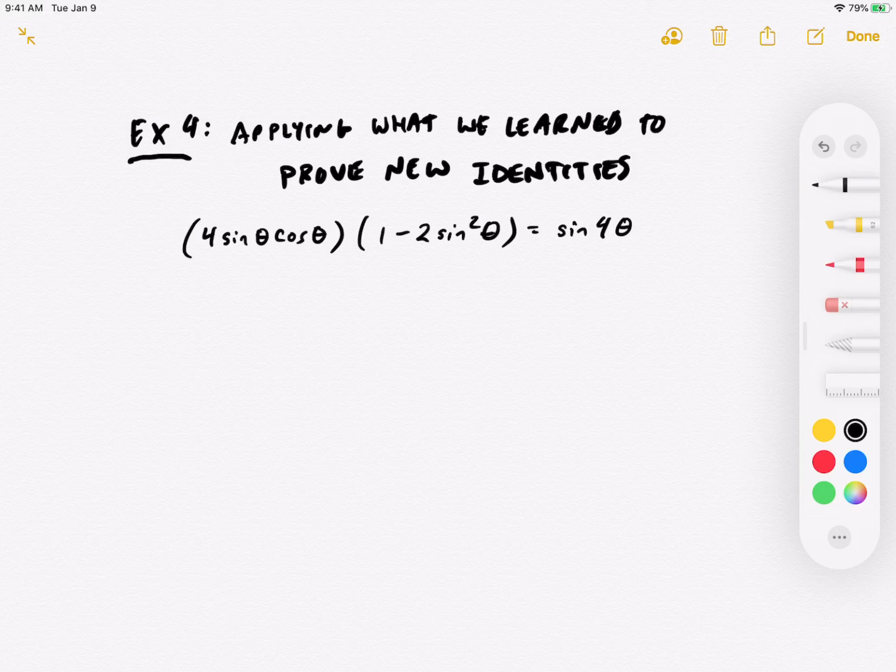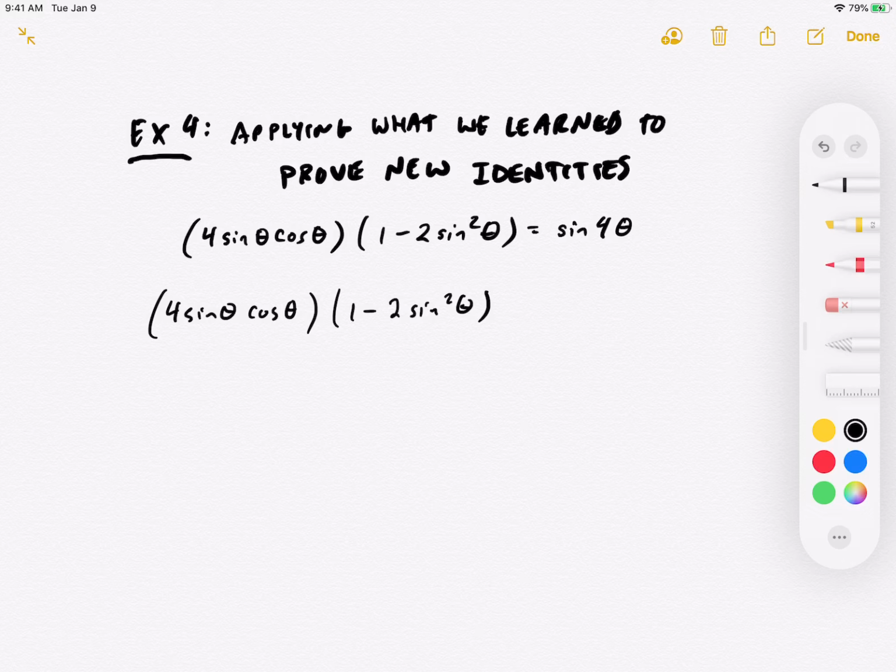One other thing that we might be able to do is extend our knowledge by proving more difficult trig identities. So this one would be: show that this is true for all values of theta. I'll start on the left-hand side. I have 4 sine theta times cosine theta. That looks kind of familiar. And it's multiplied by 1 minus 2 sine squared theta. That also looks kind of familiar.